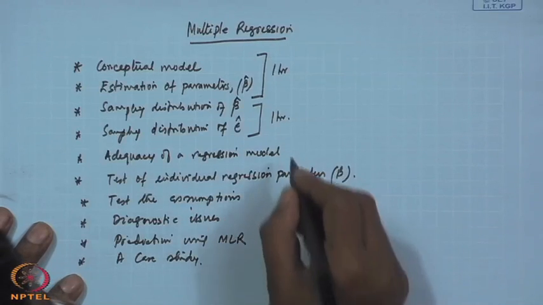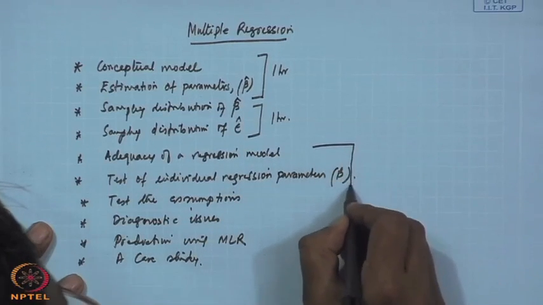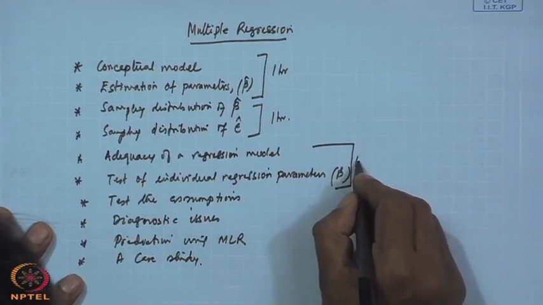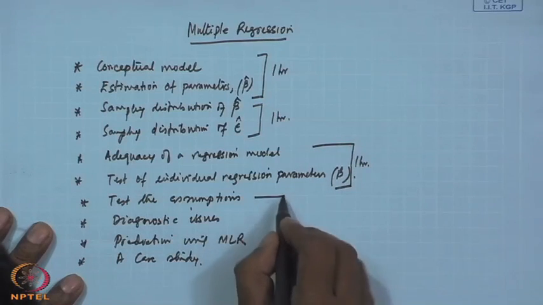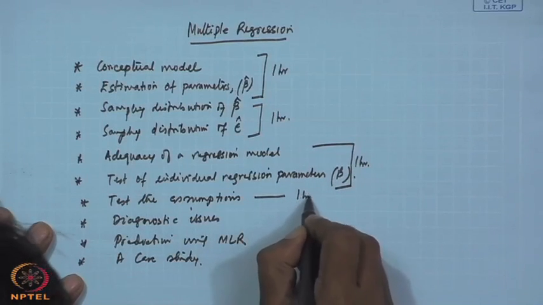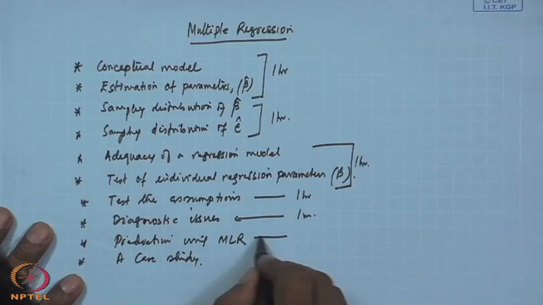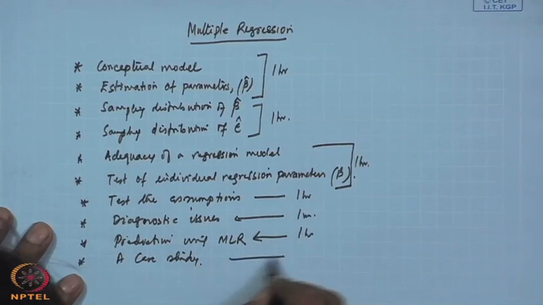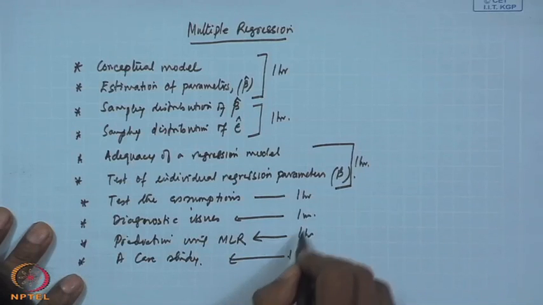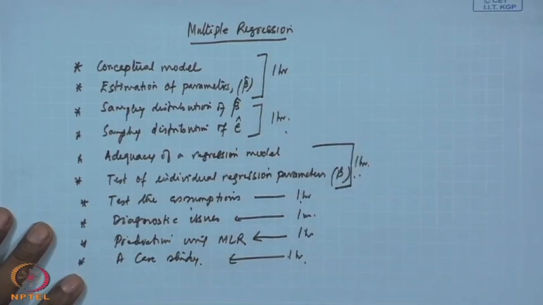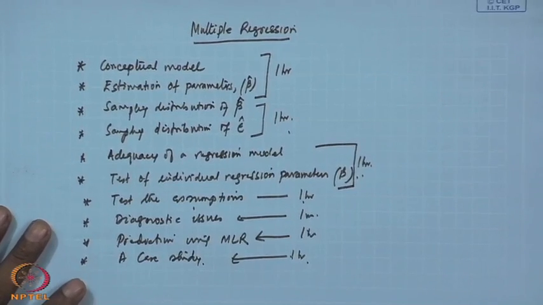Adequacy of regression and this test of individual parameter may be 1 more hour. Test of assumption 1 hour. Then diagnostic issues 1 hour and prediction 1 hour and case study 1 hour. So, 1, 2, 3, 4, 5, 6, almost 6 hours we will be discussing on multiple regression.